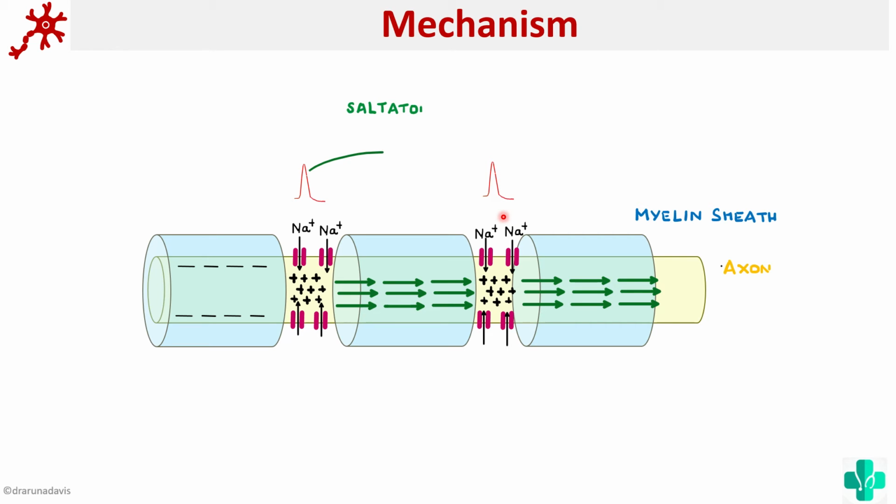That is why we say the action potential jumps from one node to the other. Actually it is not jumping here. The mechanism is electrotonic conduction of the local currents, but because the action potential is produced only at the node of Ranvier, we say the impulse is jumping. So saltatory conduction is occurring. Now I hope this concept is clear.